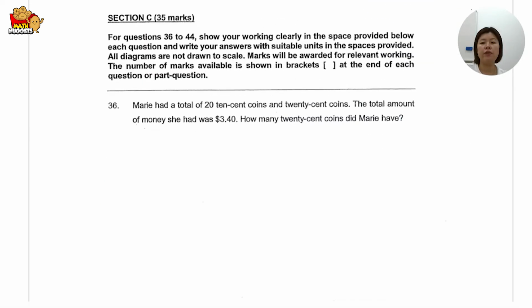Okay, let's move on to problem. Okay, for problem sum here, we have Maria had a total of 20 10-cent coins and 20-cent coins. Total amount of money she had is $3.40. So asking how many 20-cent coins did Maria have? Okay, this question we can use guess and check. Okay, so we can have a table.